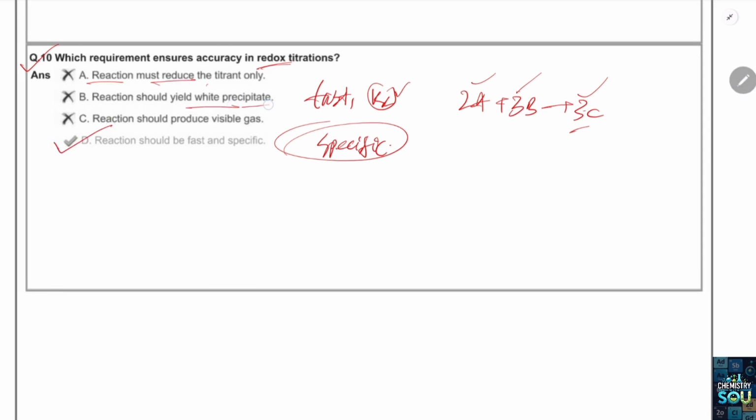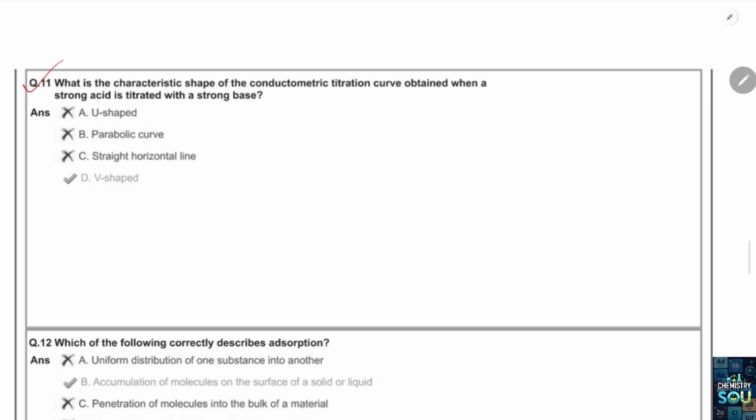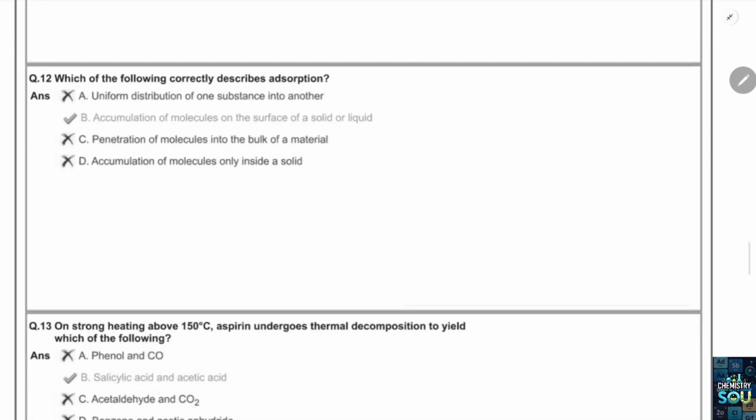A white precipitate is not needed in a redox titration, and this is also not required, nor is a visible gas. In the question number 11, what is the characteristic shape of the conductometric titration curve for a strong acid versus a strong base? We know that for the conductometric curve of a strong acid and strong base, it is a V shape. Option D is correct.